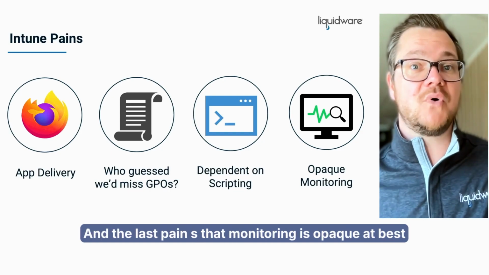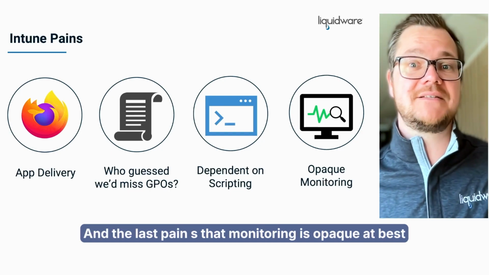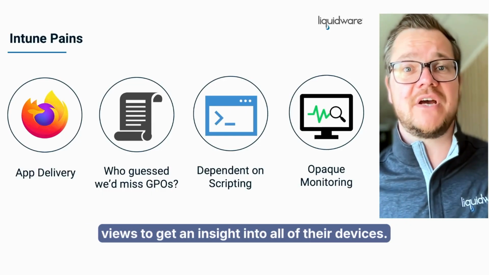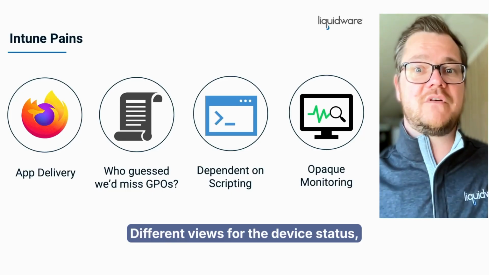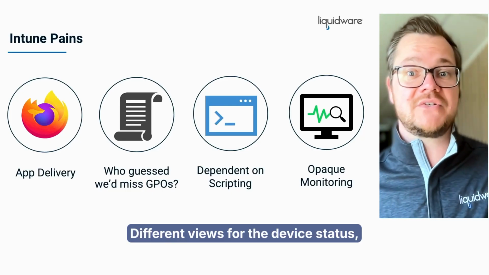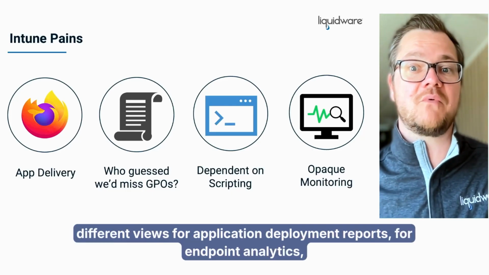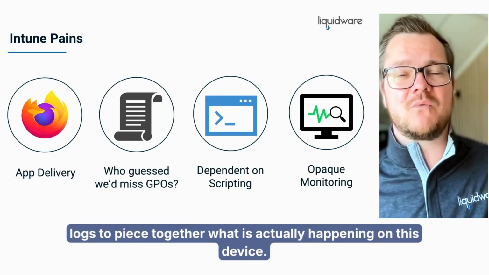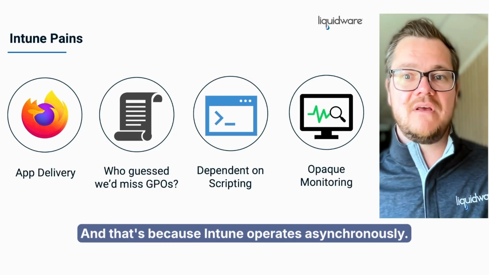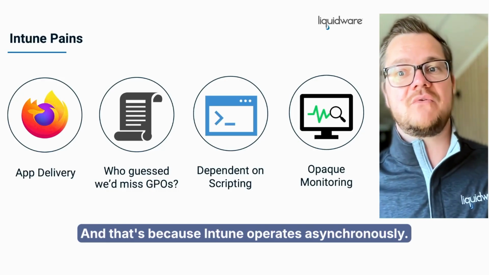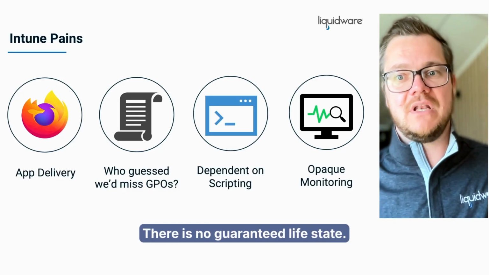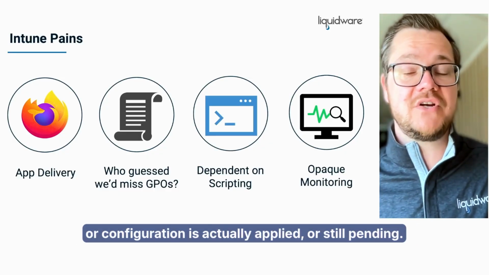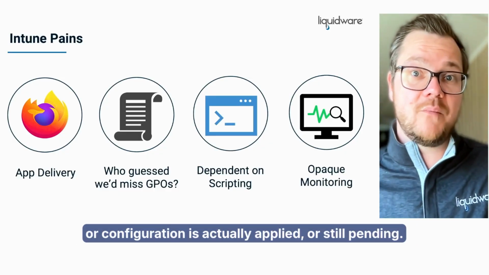And the last pain is that monitoring is opaque at best. Administrators often rely on multiple disconnected views to get an insight into all of their devices. Different views for the device status, different views for application deployment reports, for endpoint analytics, and client-side logs to piece together what is actually happening on this device. And that's because Intune operates asynchronously. There's no guaranteed live state. And this makes it difficult to make sure that a setting or configuration is actually applied or still pending.